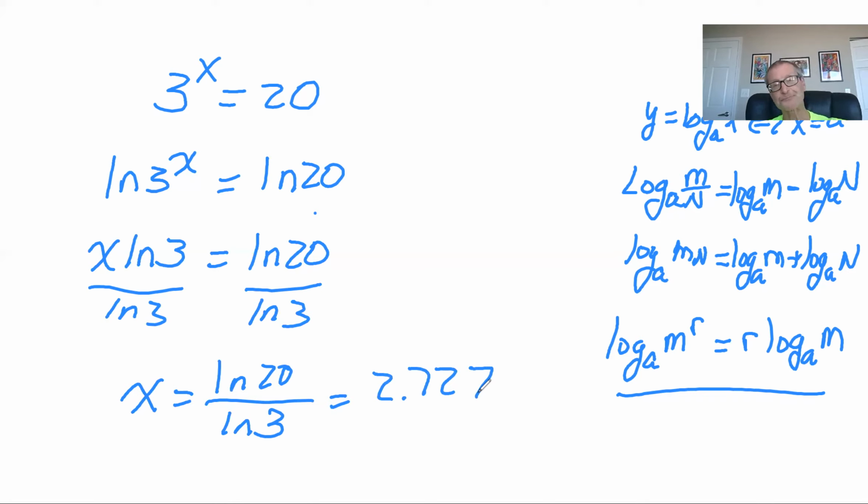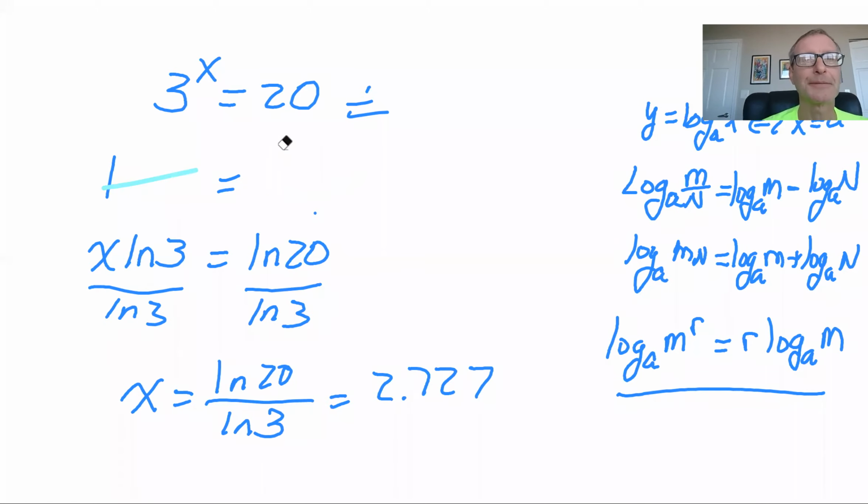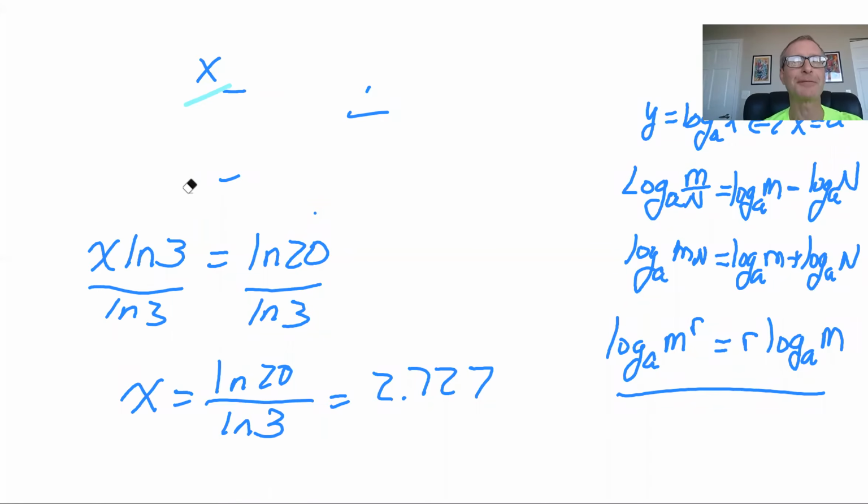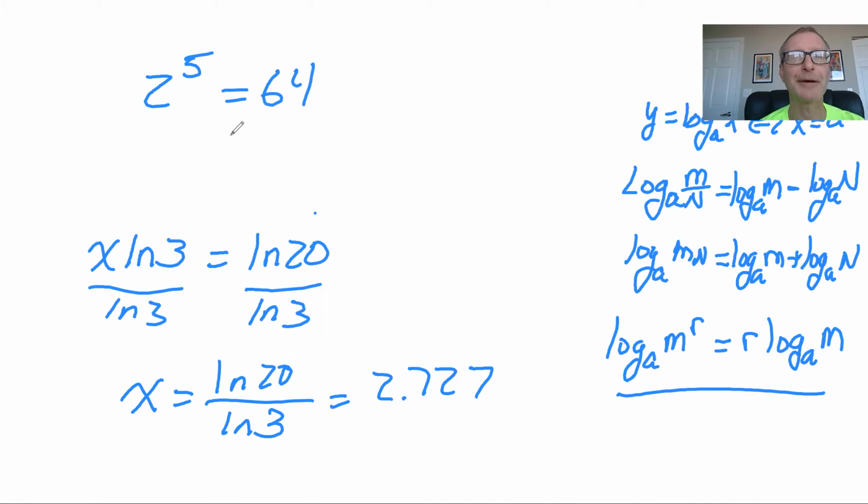And so this is, in my opinion, I know mathematicians would cringe when I say this, this is why logs were invented, to solve equations like this. See, because if we had an equation that we originally started with that looked like this, 2 to the 5th equals 64, we could solve that. Whoops, I gave you the answer.